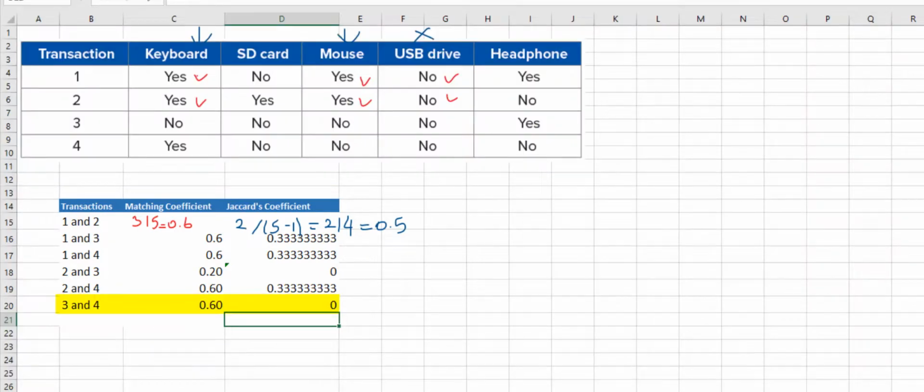Consider transactions 3 and 4. The fact that the customers didn't purchase the same 3 products, memory card, mouse, and USB drive, may not imply any similarity between the 2 transactions or customers at all. Jaccard's coefficient makes the appropriate adjustment, and Jaccard's coefficient suggests a 0 similarity between these 2 transactions, whereas the matching coefficient results in 0.6, a high similarity measure.